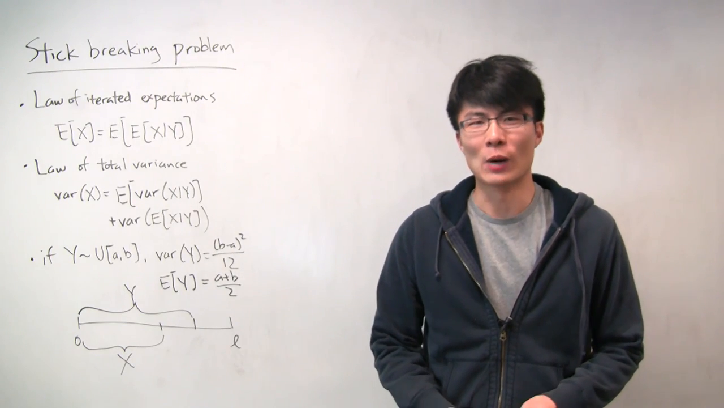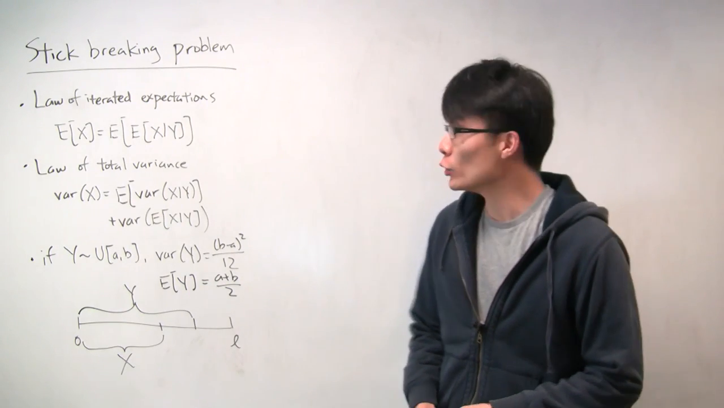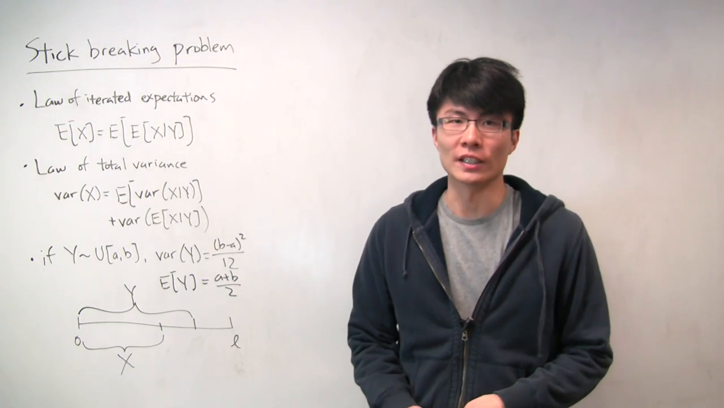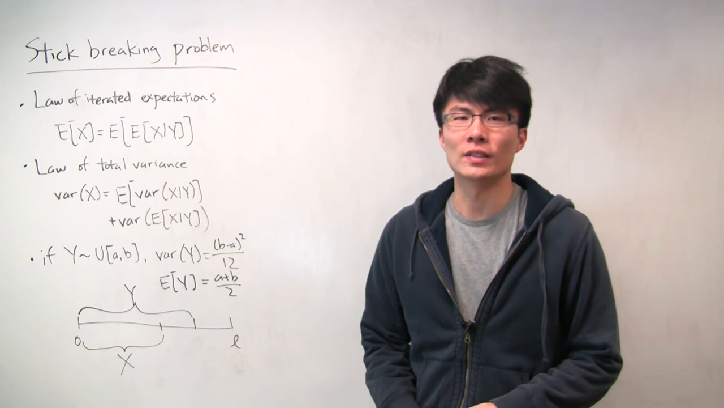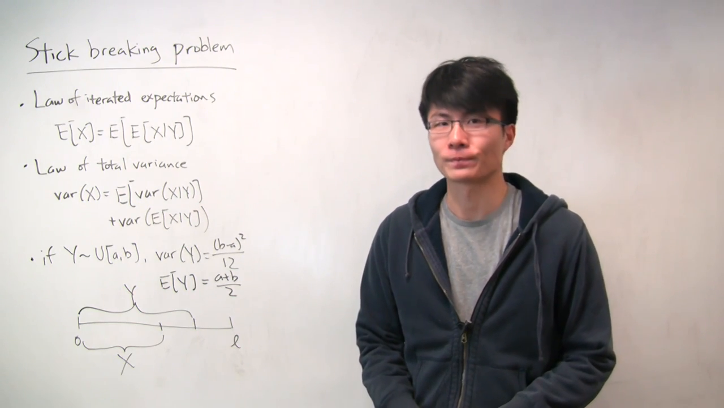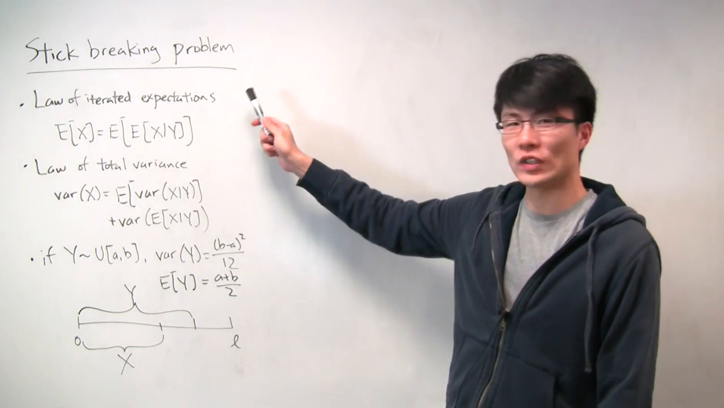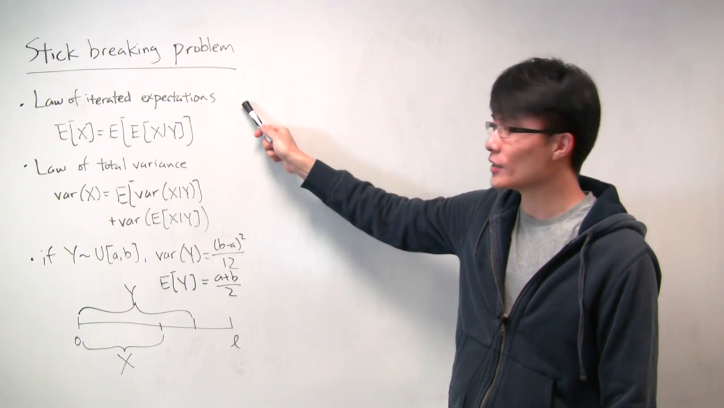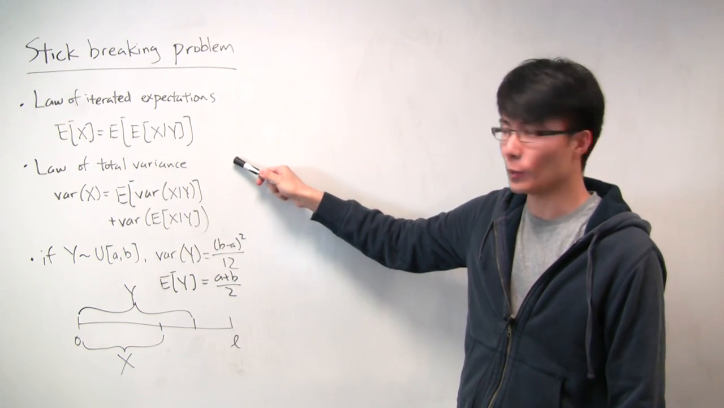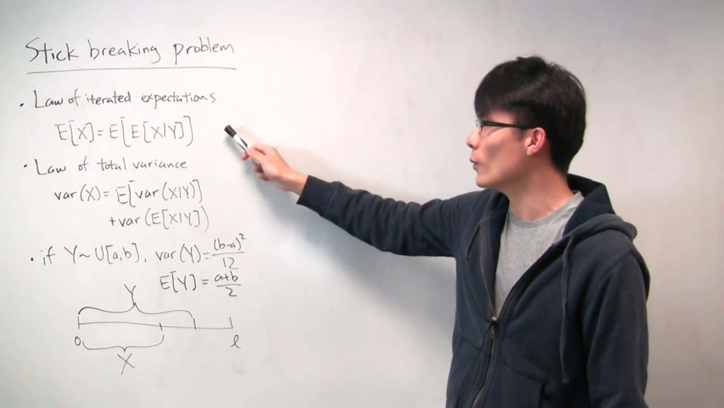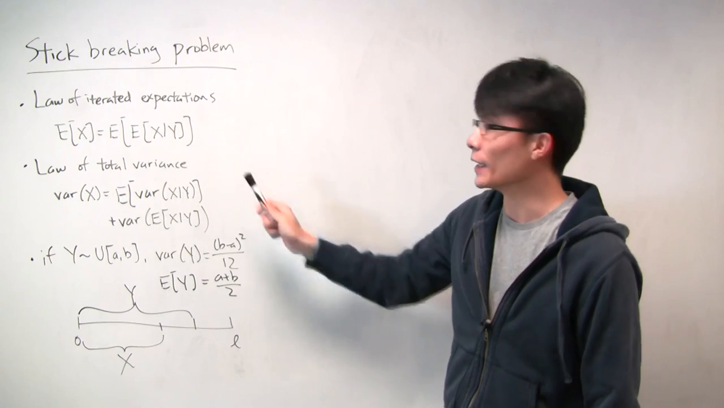Hi. In this problem, we'll get a chance to see the usefulness of conditioning in helping us to calculate quantities that would otherwise be difficult to calculate. Specifically, we'll be using the law of iterated expectations and the law of total variance. Before we get started, let's take a quick moment to interpret what these two laws are saying.